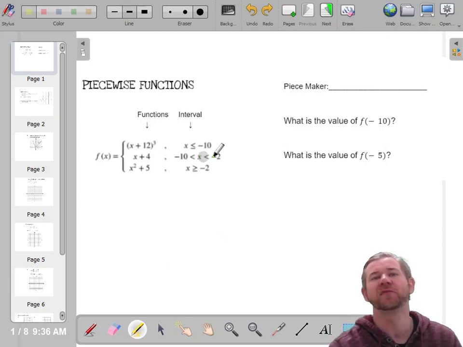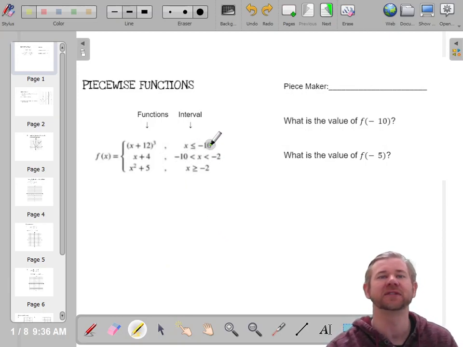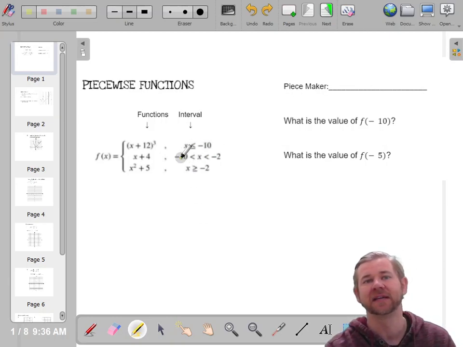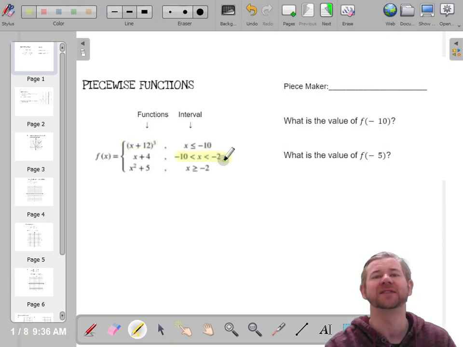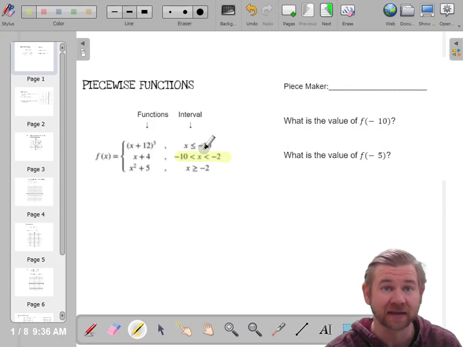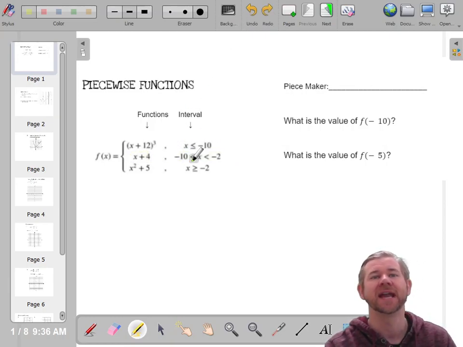So there should never be any overlap here. If it says these are numbers less than or equal to -10, then if you pick something in this interval, there should be no overlap. It's all the numbers less than or equal to -10, we'll use this piece. Anything between -10 and -2, not including -10, we'll use this piece. And anything bigger than -2, we'll use this piece.